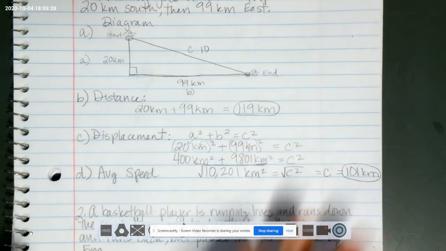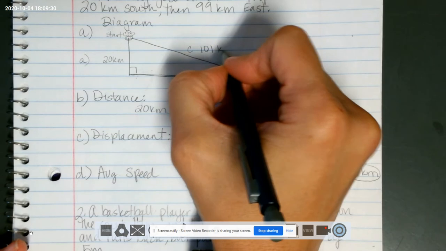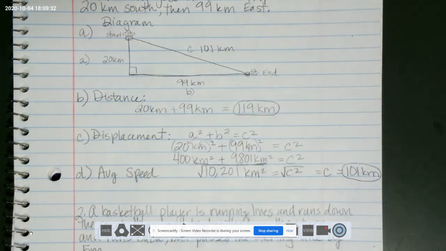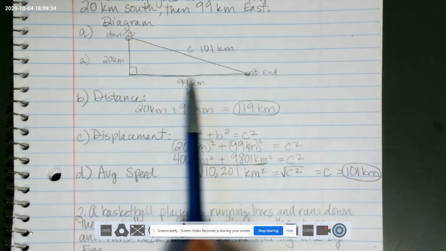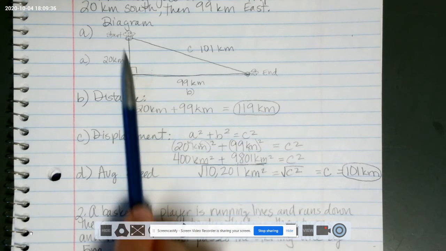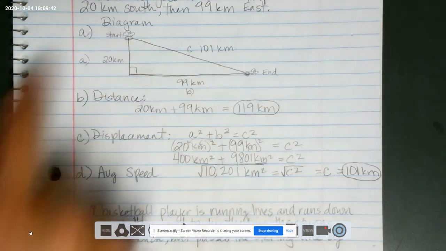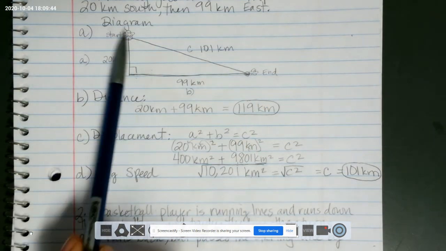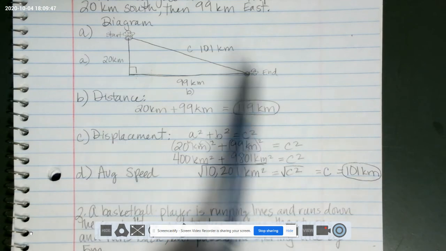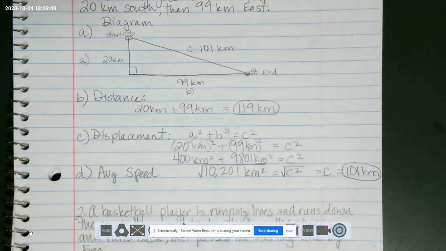So I can go back up to my diagram and label that. And if you think about it, it makes good sense. It's longer than the bottom and longer than the top, but it's not like you added them together. They didn't go this whole distance. This is the way the crow flies. If you were a bird, you'd fly straight. You wouldn't go around all the turns. So that is our displacement.